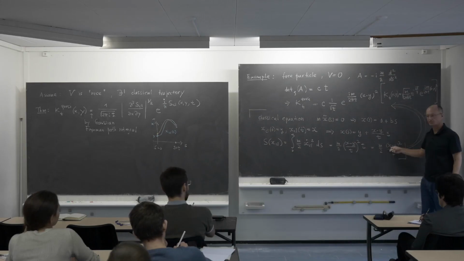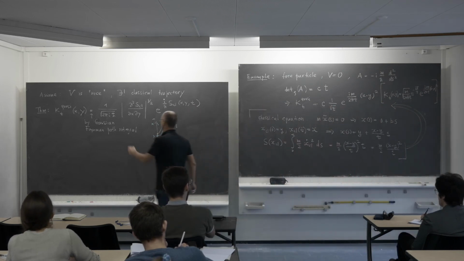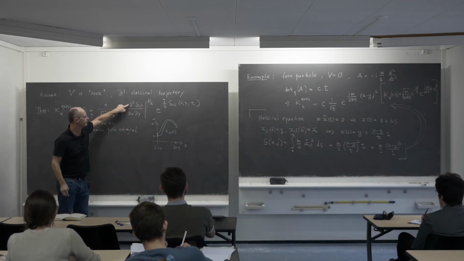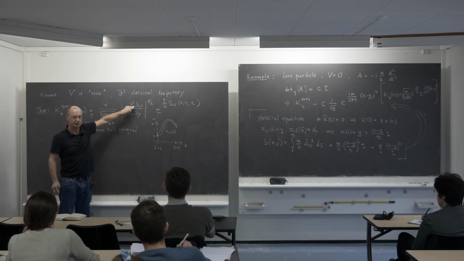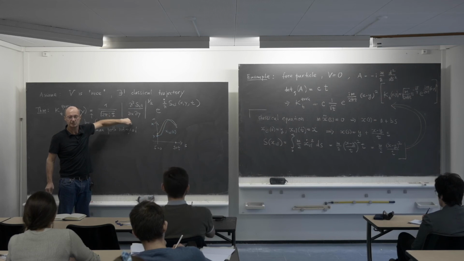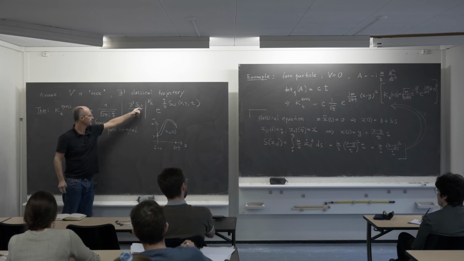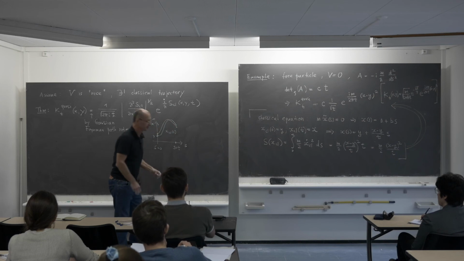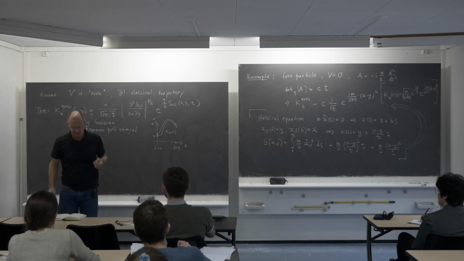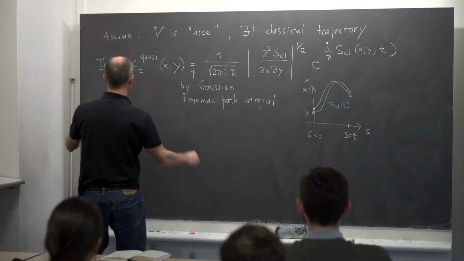So this expression, for instance, here is a function of x, y, and t, and so this prefactor, I claim that this prefactor is the second derivative. So this zeta-regularized determinant is actually 1 over the second derivative of the classical action over x and y. So that's a kind of interesting and highly non-trivial statement.